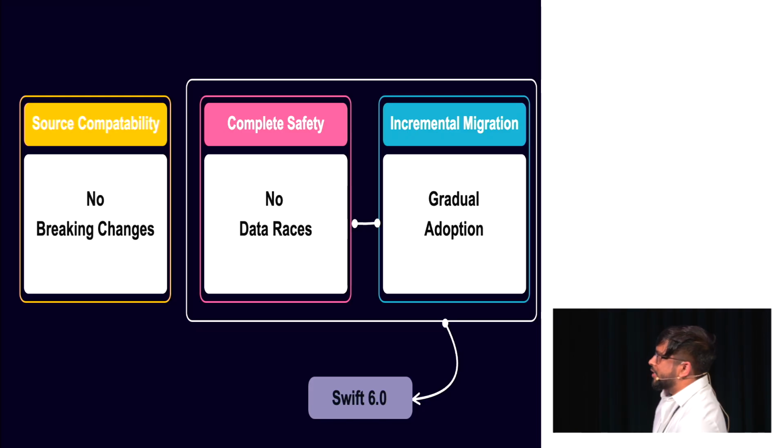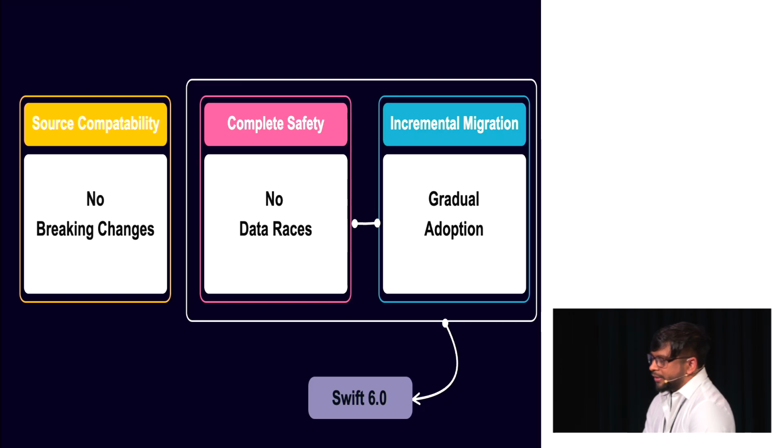This was the right choice for the adoption. In terms of Swift 6, they chose complete safety and incremental migration. In this case, data races have to be caught in the compiler. That's the whole point of the concurrency model.